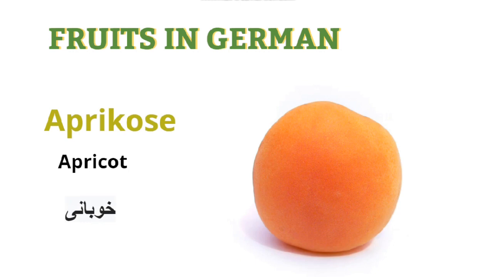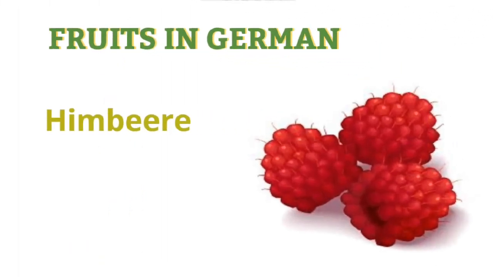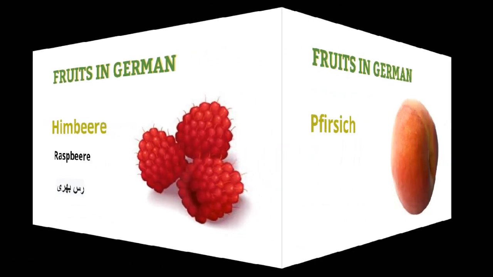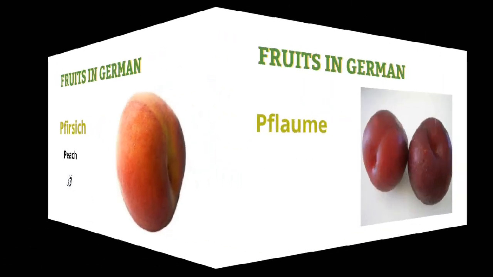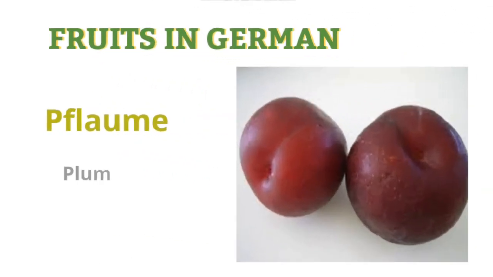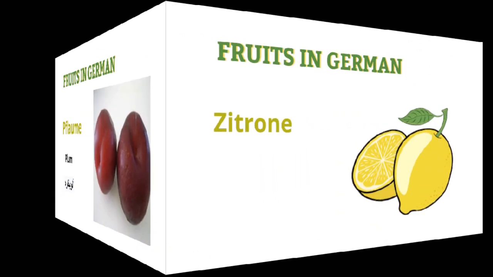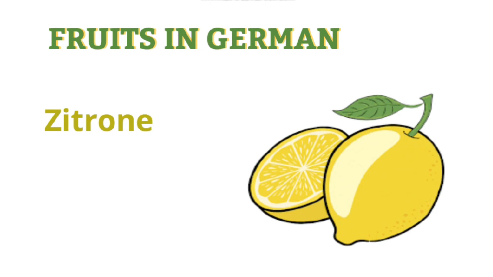Apricot. Our next fruit is Himbeere. Himbeere, which means raspberry in English. Next fruit is Pfirsich. Pfirsich, which means peach in English. Next is Pflaume. Pflaume, which means plum in English. Let's have a look at the next fruit, that is Zitrone. Zitrone, which means lemon in English.